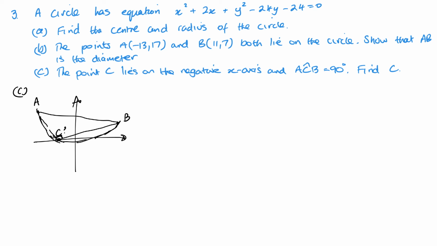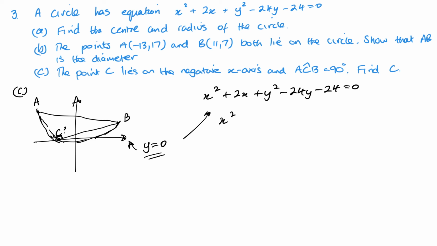Now, we know that it's on the negative x-axis, okay? So that also means that y must be equal to zero. So let's take my equation of the circle, which I'm just going to use the original version. Let's substitute y equals 0 into it. So that means we get x squared plus 2x minus 24 equals 0. And then I want to factorize this.